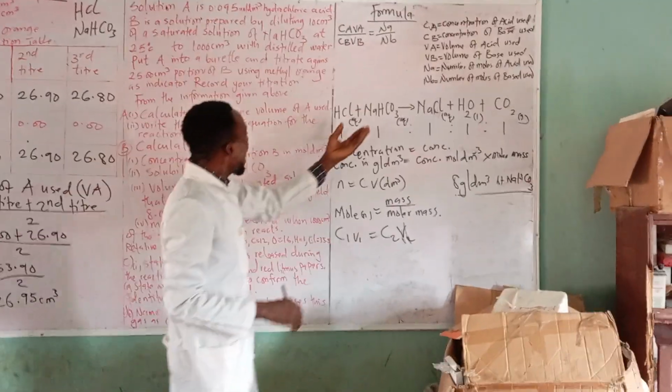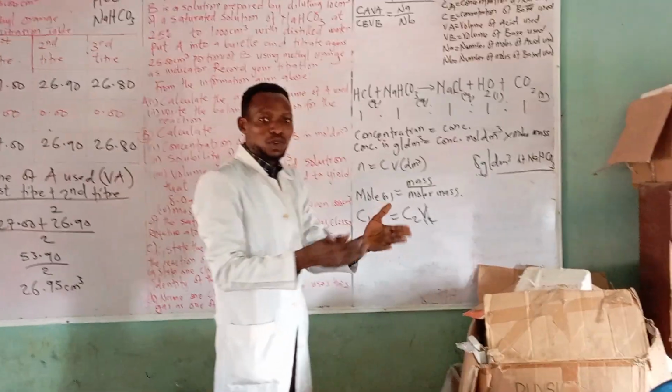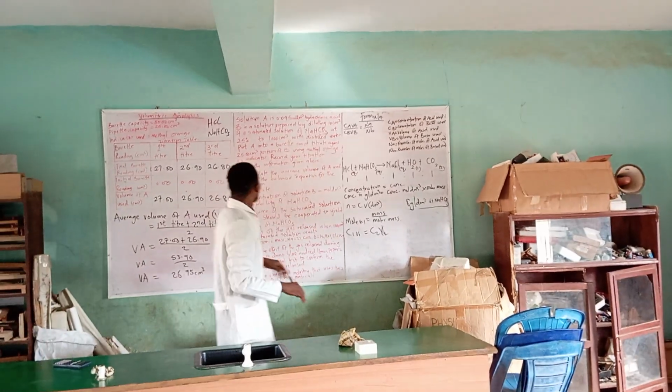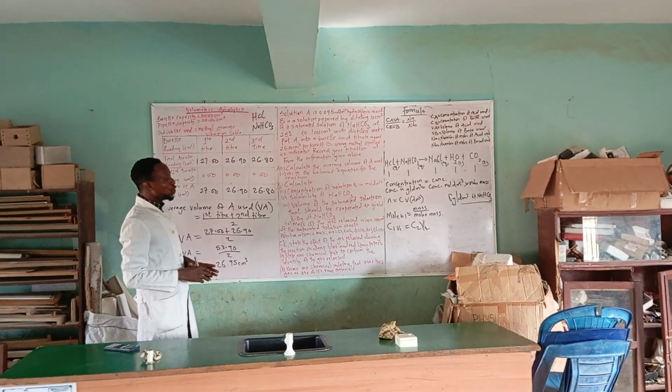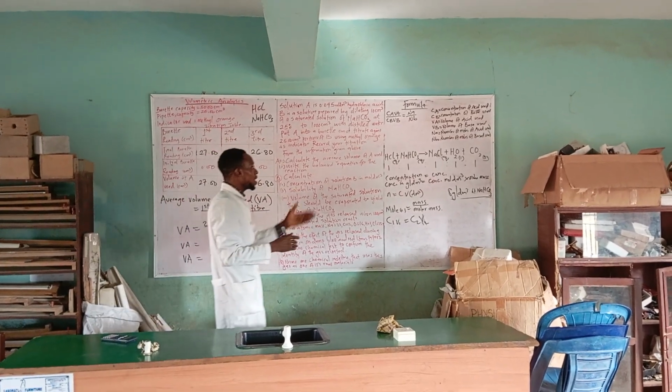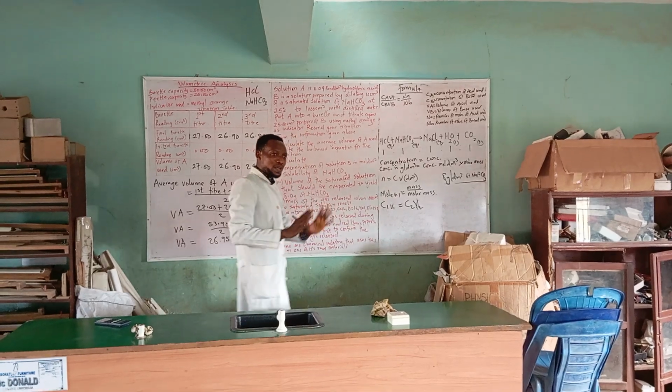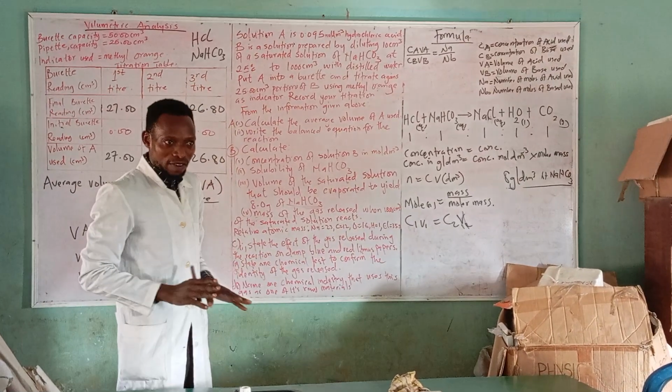So the suitable indicator for this type of titration is methyl orange. Now, when we are doing our titration, we are expected to carry out our titration between acid and base and get our titer value. It is very important to get your accurate titer value.